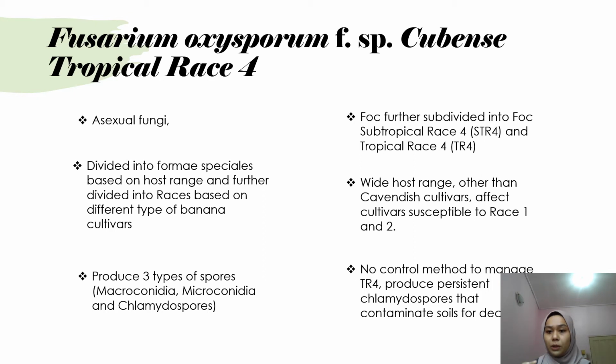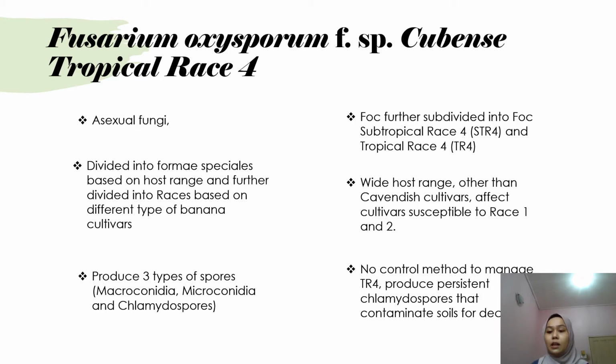Subtropical race 4 and tropical race 4 are differentiated based on temperature. If the FOC can remain in a low temperature, it is known as subtropical race 4, and for a high temperature, it is known as tropical race 4, TR4. In Malaysia, we usually find TR4 strains. In TR4, the host range is very wide.